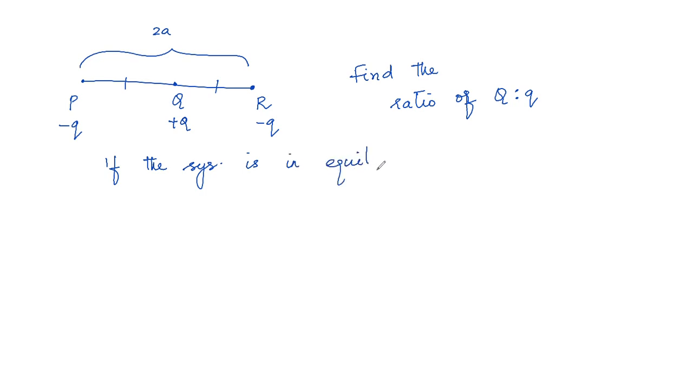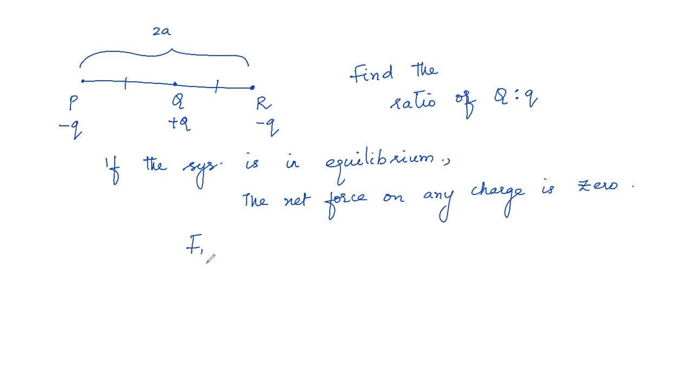If the system is in equilibrium, that means there is no movement, the charges are where they are. So if the system is in equilibrium, the net force at any point is zero. The net force on any charge is zero. Yes or no? So I'm going to find out the force at R due to P and the force at R due to Q, and I'm going to equate it to zero. That is, I'm finding out the net force at R. Now that I have given you the hint, you solve. You know what is the formula?